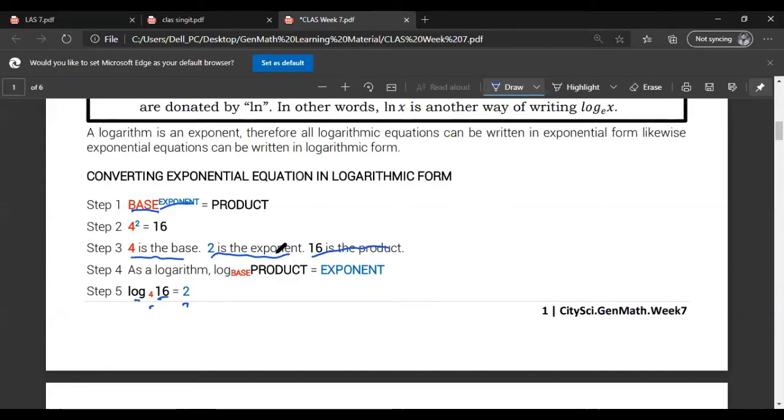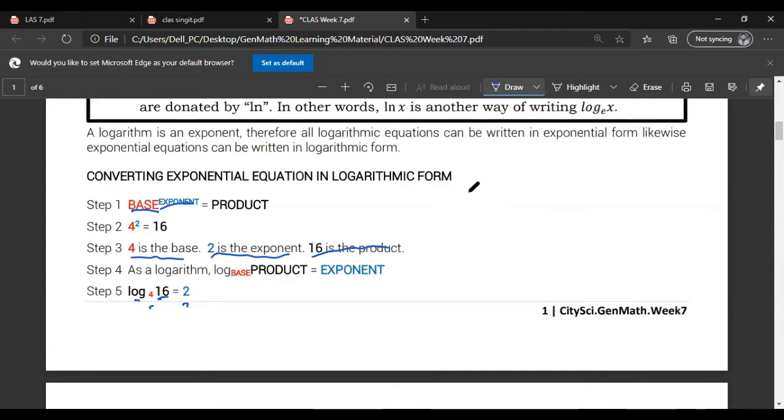Okay? Naalala niyo pag parang nagsi-square root lang tayo, pero ang hinahanap natin, 'di ba? Ang hinahanap kasi natin sa square root, 'di ba, yung base. Ang hinahanap natin sa logarithm naman is yung exponent. Okay? So, sige, another example tayo.